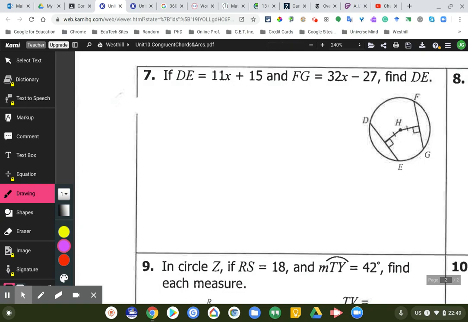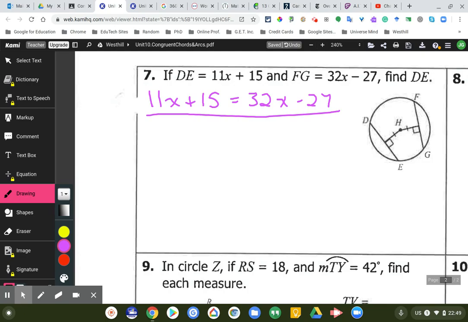Okay, we have DE is equal to 11x plus 15, and FG is equal to 32x minus 27. Well, they're just equal to each other, so we have to find x first, and then it wants us to find the length of DE. So we have to sub it back in once we find it. So we have 11x plus 15, right, equal to 32x minus 27. Okay, boom.